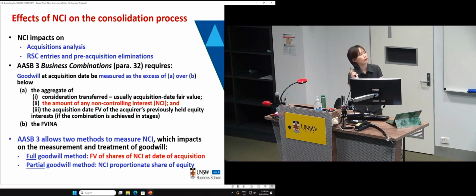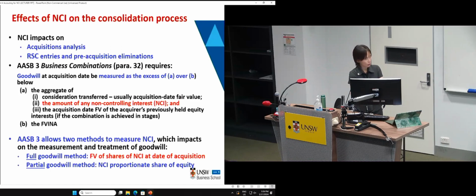Okay? Now, how to determine part A? So we combine the consideration transferred with the amount of any NCI. Well, how to determine the amount of NCI? Is it the fair value of NCI or its proportionate share of the subsidiary's identifiable net assets on the acquisition date? Well, it all depends on whether you are going to use the full goodwill method or the partial goodwill method.